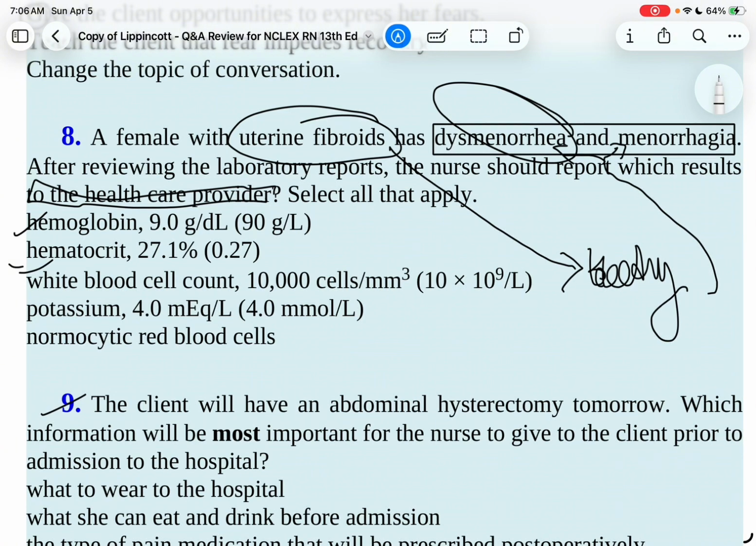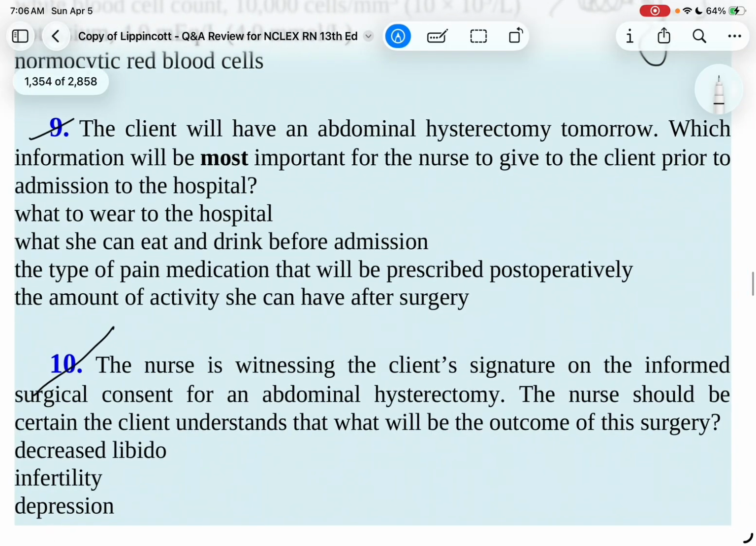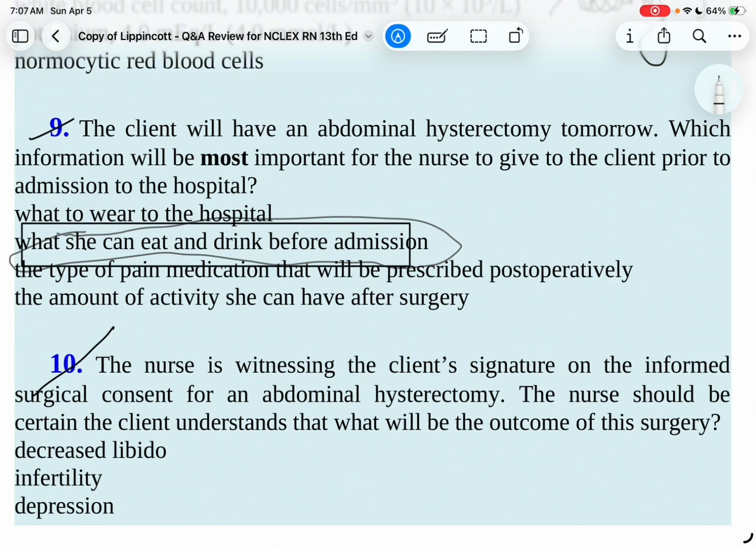The client will have an abdominal hysterectomy tomorrow. Which information will be the most important for the nurse to give to the client prior to admission to the hospital? So the information is the type of pain medication, the amount of activity, what she can eat and what she can drink before the admission, because with anesthesia there is a risk of aspiration, right?